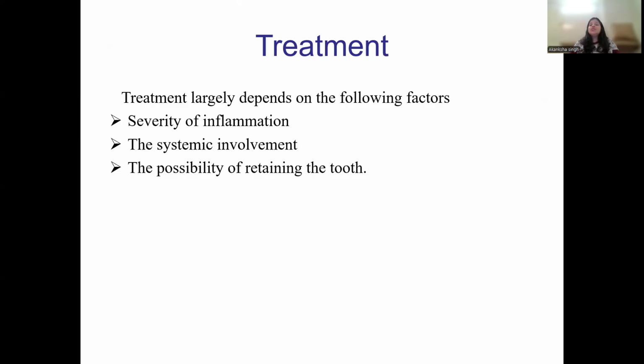Treatment largely depends on the following factors. First is the severity of inflammation, how acute the lesion is. Next is how systemically involved it is: if lymphadenitis is there, tonsils are involved, or spaces are involved. And the possibility of retaining the tooth. Again, if it is impacted, horizontally impacted, or vertically impacted, the position of the tooth is also very important.